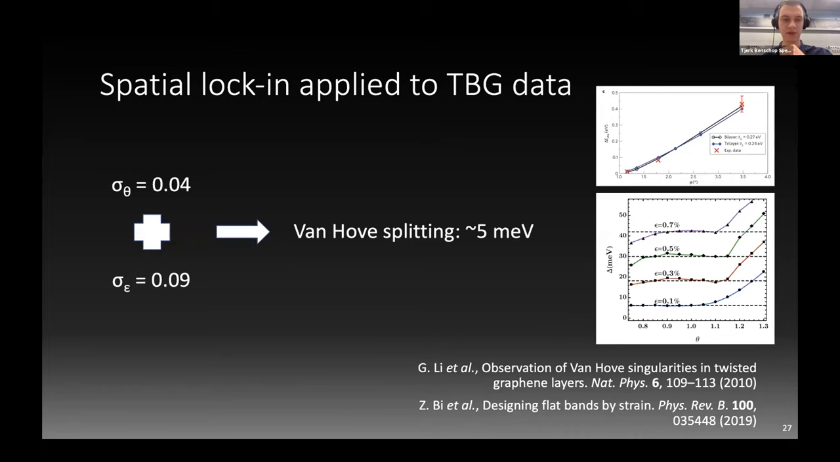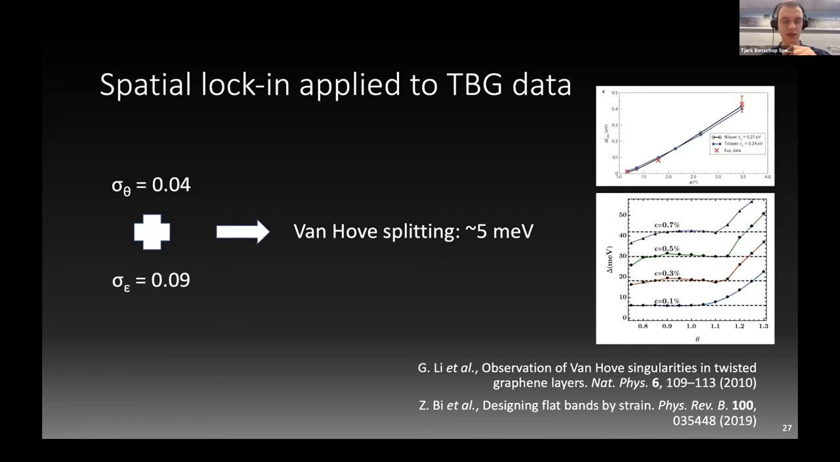Then the second number I showed you was the standard deviation in this epsilon parameter. To put this in a little bit more context, I would also compare to previous work of others. You can do a tight binding continuum model and calculate what happens to the band structure if I strain my lattice. It turns out that for an epsilon of 0.1, you can already get an extra splitting of your Van Hove singularities by roughly 5 millielectron volt.